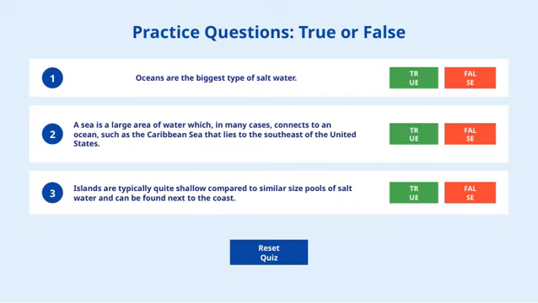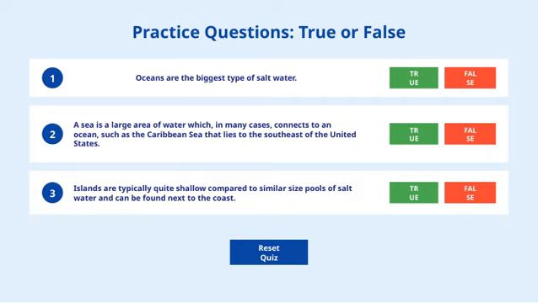First, true or false? Oceans are the biggest type of saltwater. The correct answer is true. Oceans indeed cover the largest area of salt water on Earth, making them the most significant bodies of salt water we have. Next, true or false?